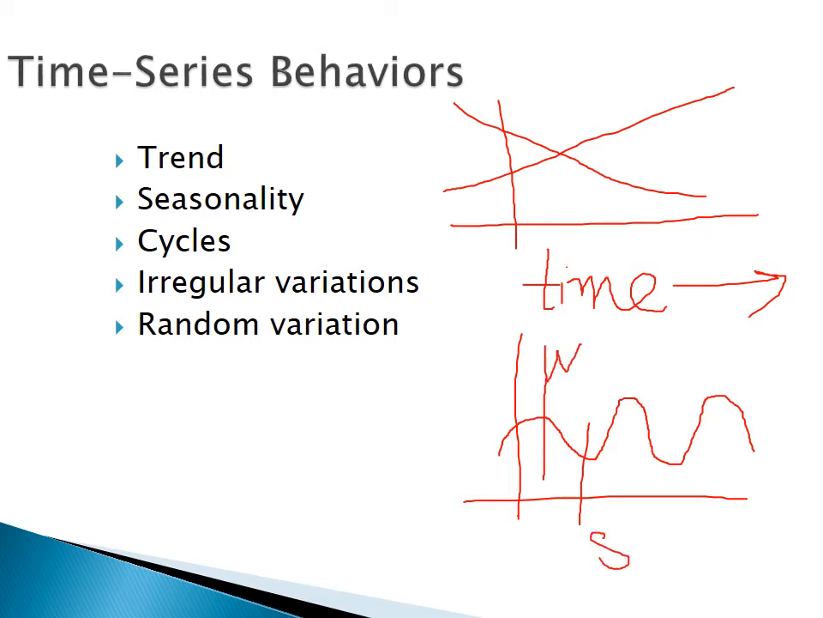The cycles are the same as seasonality, but they are of irregular duration. The irregular variation is where there is a sudden increase or decrease. The random variations are where there are spikes. There can be a sudden increase in demand, so it is difficult to predict the random variations.